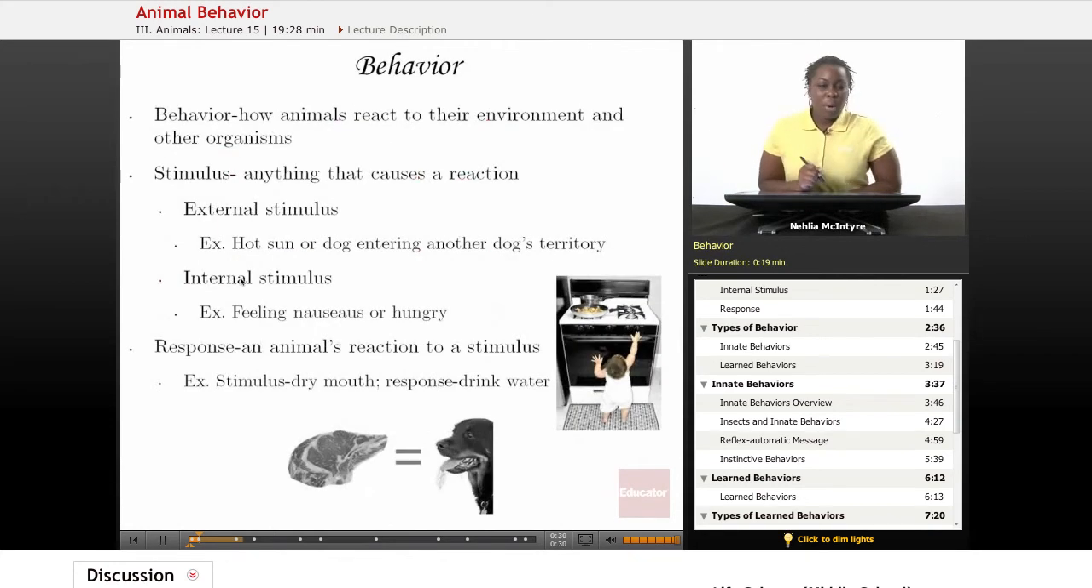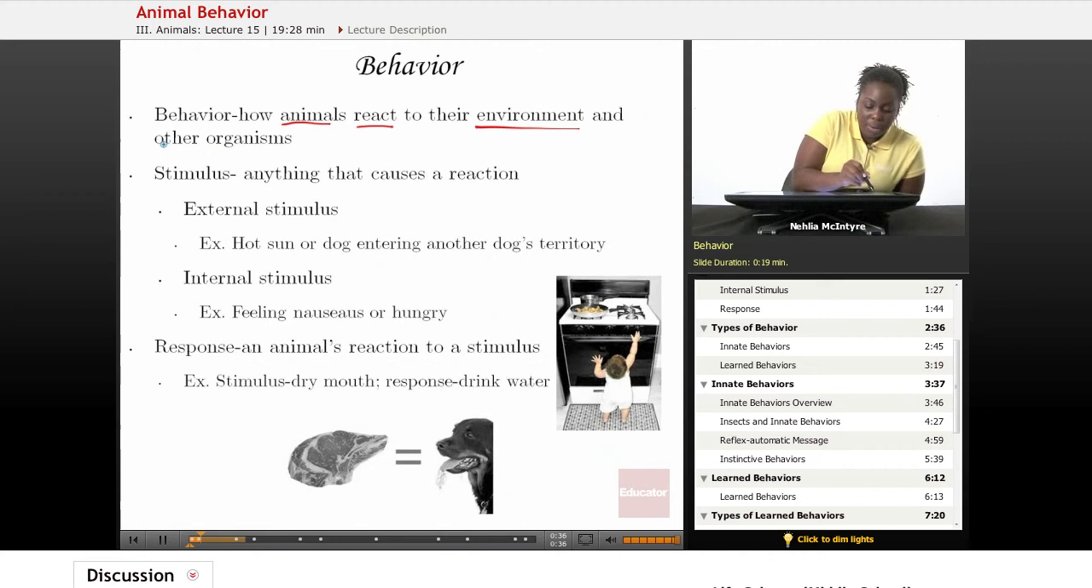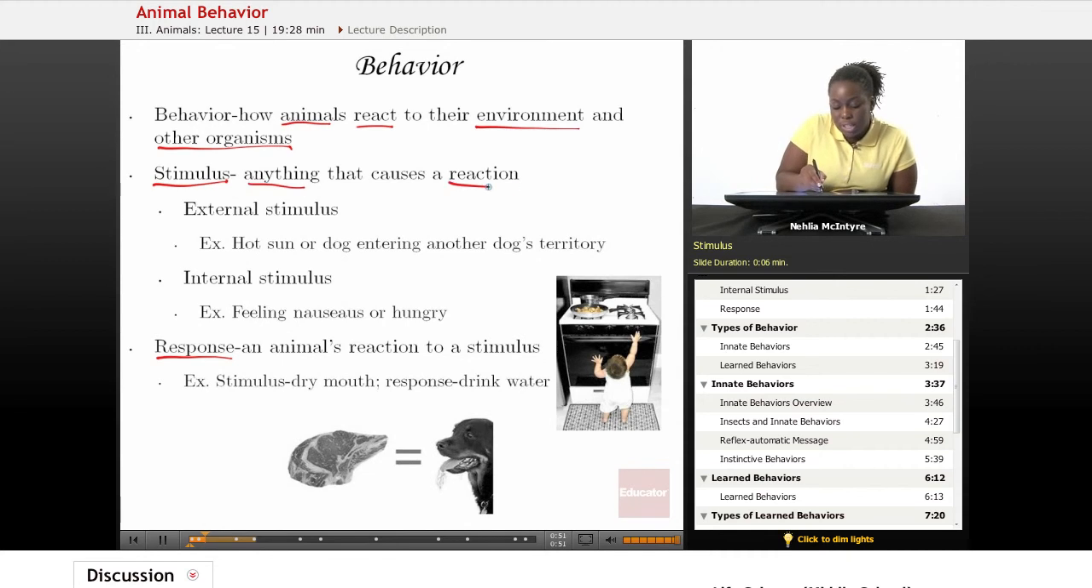Let's first talk about what behavior is. Behavior is defined as how animals react to their environment and how they react to other organisms. Behavior is based upon two things. The first thing is a stimulus, and the next thing is a response to that stimulus. A stimulus is basically anything that causes any type of reaction.